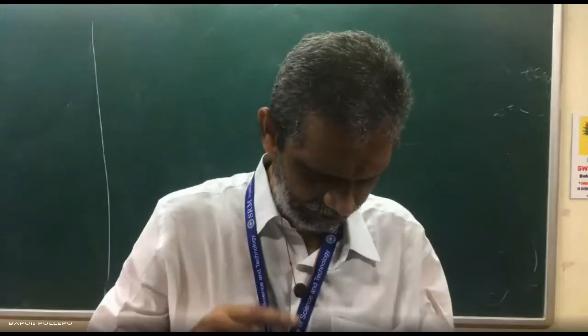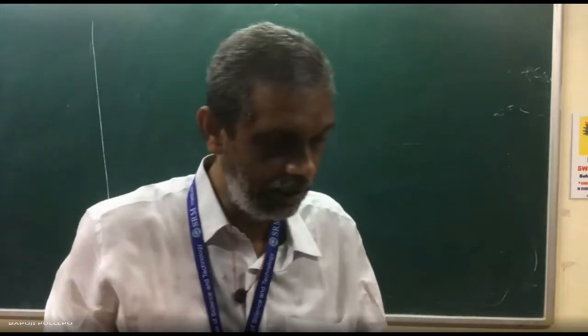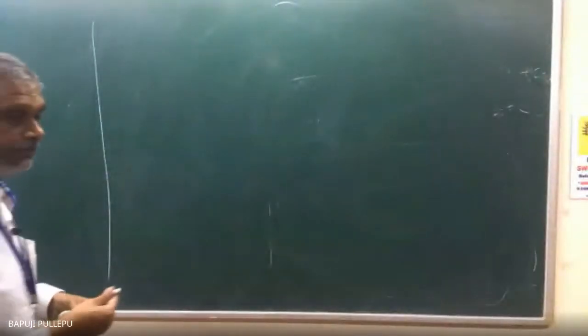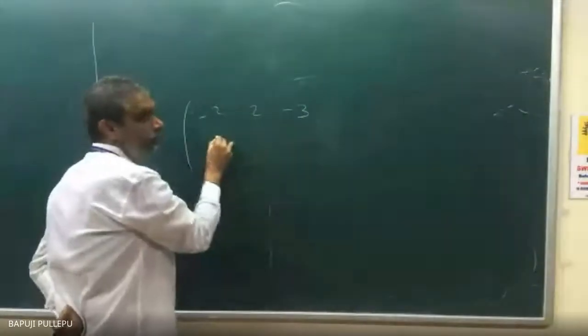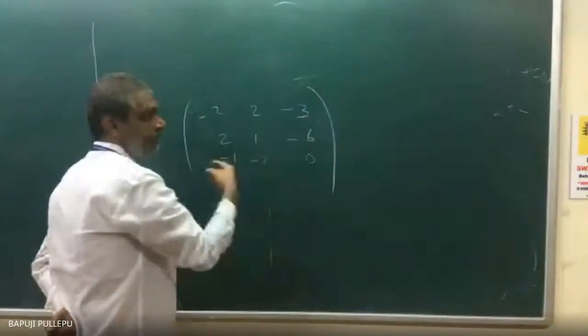Wait, I will check the problem. Maybe that is in my textbook, which is at my home. Can you tell me the matrix at least? Do you have the matrix with you? Yes, sir. Then tell me. The matrix is -2, 2, -3; 2, 1, -6; -1, -2, 0. Correct. Is it correct or not?